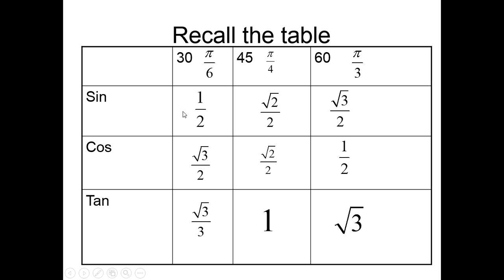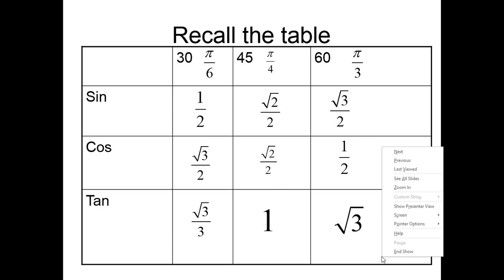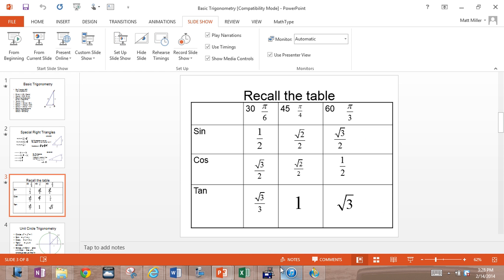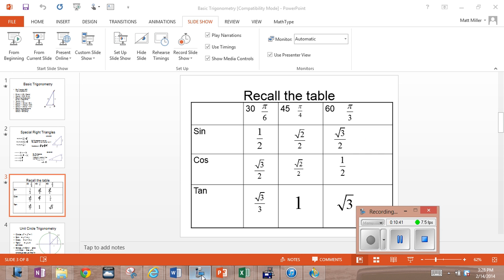And we'll learn soon that the tangent is the sine over the cosine. So that would be root 3 over 3, anything over itself is 1, and root 3. So you've got to know these 9 values at all times. So we'll stop this video right here and let you digest that.